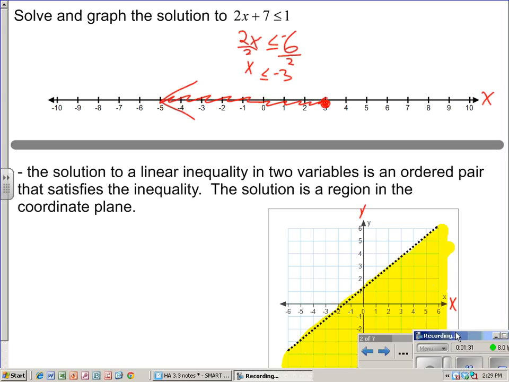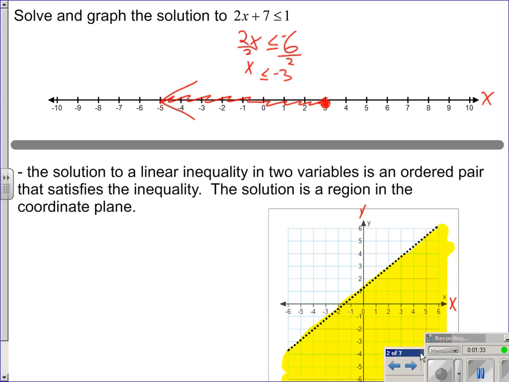When you graph a line, you're going to get an ordered pair. You have an x and a y value.